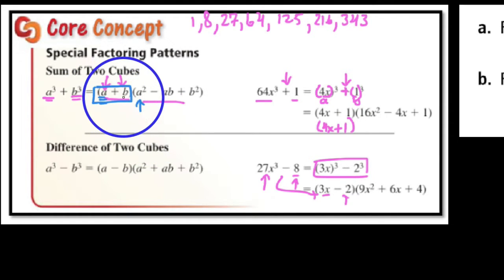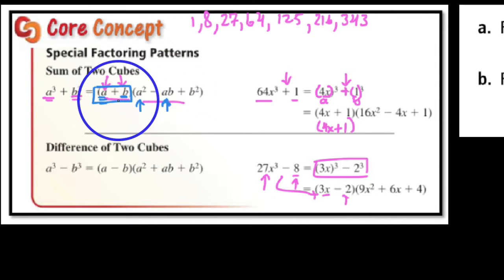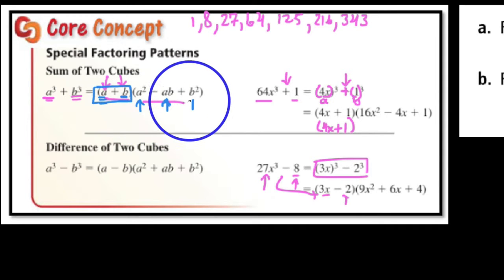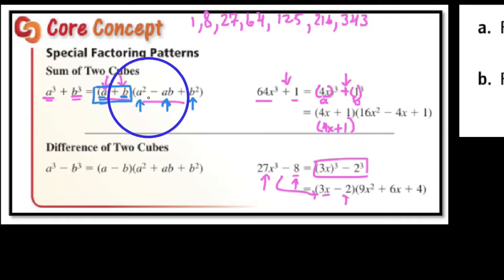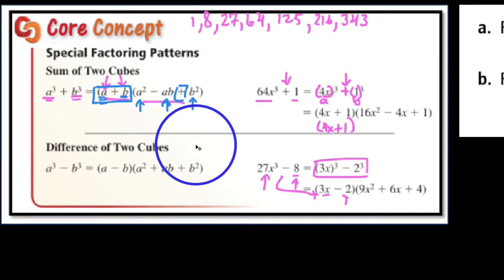Next, we're going to take the first term times the second term, and that's going to give us this middle term. And then last, we're going to take this last term times itself to get this last term. So it becomes a times a times b times b. And in terms of the signs, what you're going to see is always a positive at the end of this trinomial.